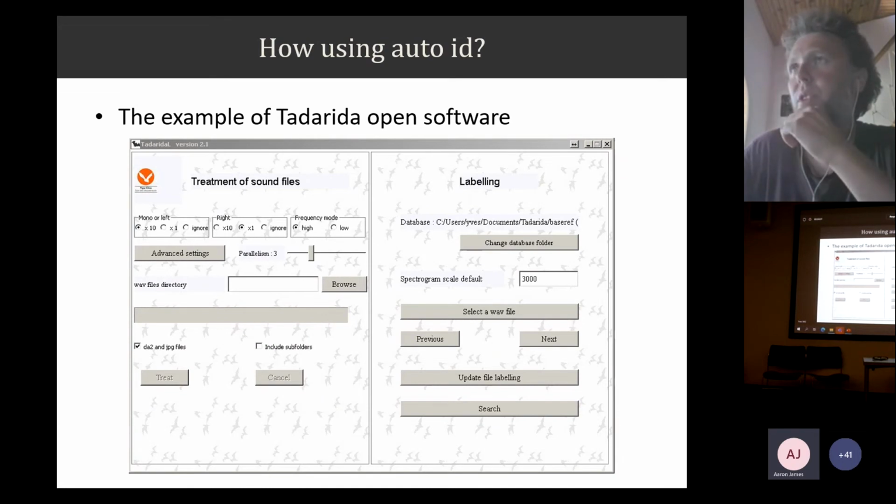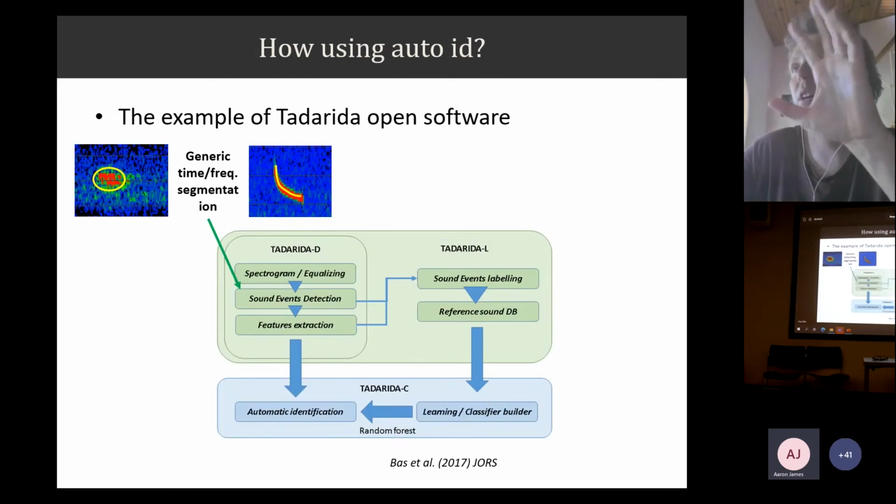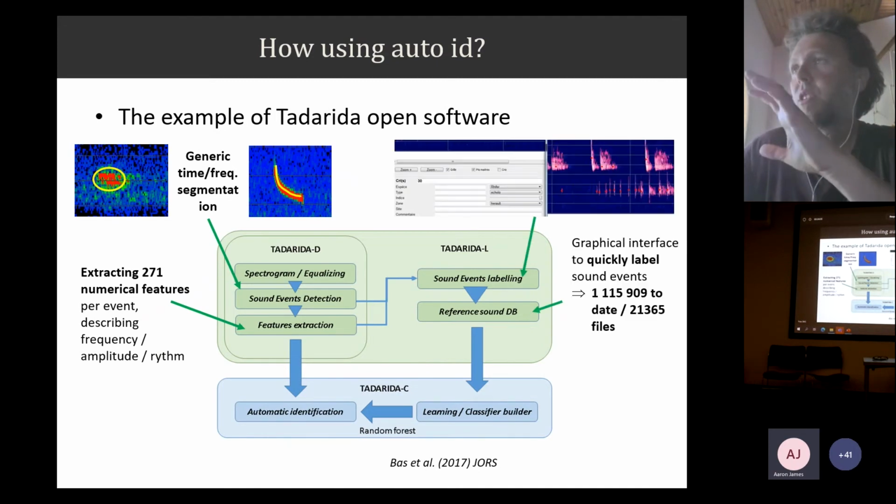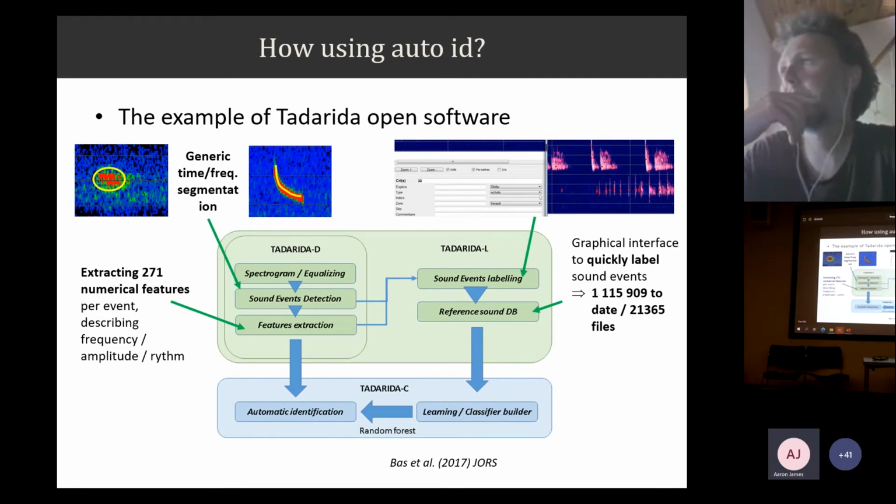So a quick overview of the Tadarida software. It's a modular software with sound event detection, extracting quite a lot of features in the first version. The second box is about labeling. So you heard about that. That's quite important to be able to label a lot of data. And the original thing with Tadarida is that you are labeling pre-detected events, so you don't have to segment yourself.